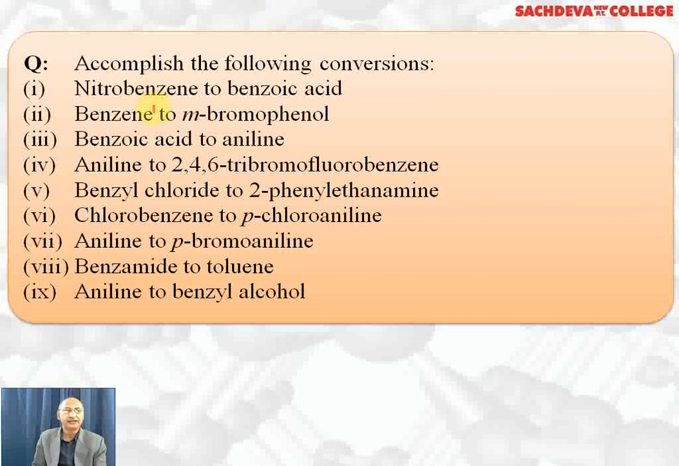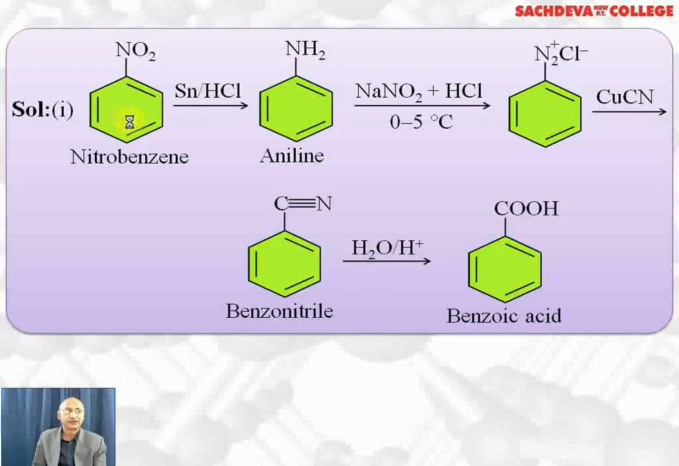Next, we are going to take up conversions. First, we are taking nitrobenzene to benzoic acid. Nitrobenzene on reduction with tin and HCl will give aniline. For getting benzoic acid, we need cyanide. For cyanide, we need diazonium salt. For diazonium salt, we need amine or aniline.